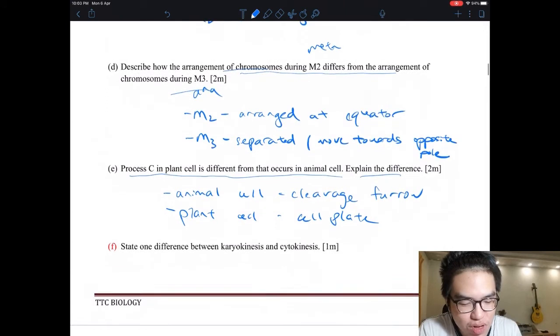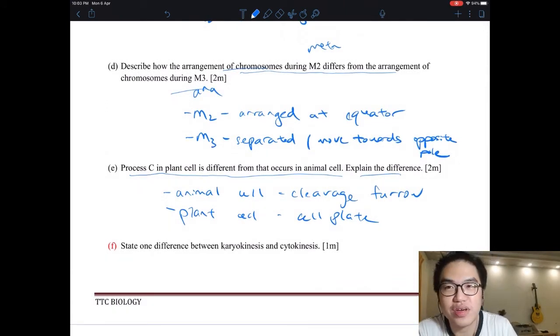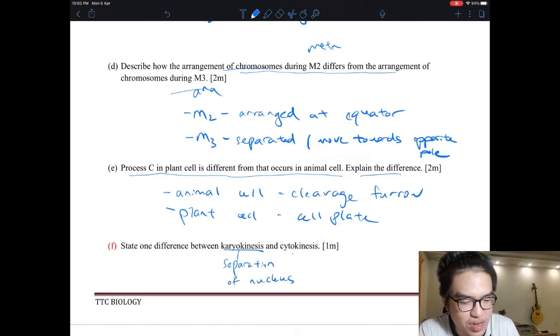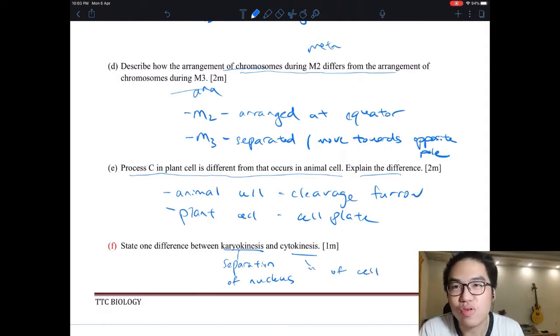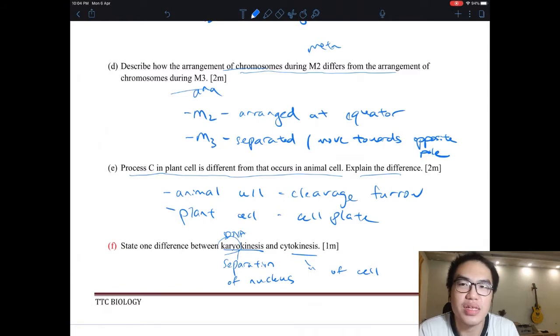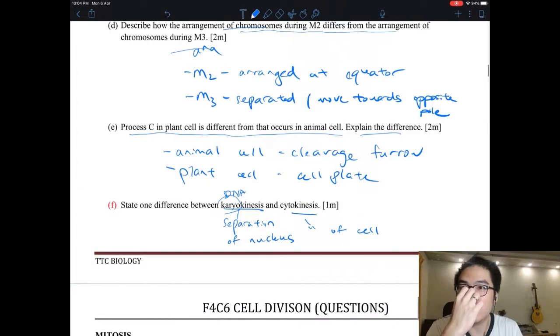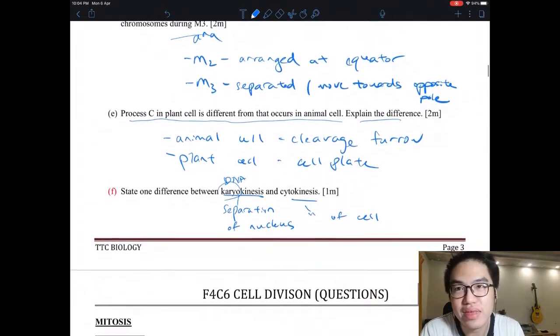F. State one difference between karyokinesis and cytokinesis. Karyokinesis is the separation of the nucleus. This is not a very common question. Cytokinesis is the separation of the cell. Cyto means cytoplasm, I'm separating the cytoplasm. Karyo actually means DNA, so I'm separating my DNA, which is the chromosomes. DNA forms chromosomes. A chromosome is a whole bag of DNA. If that makes sense.